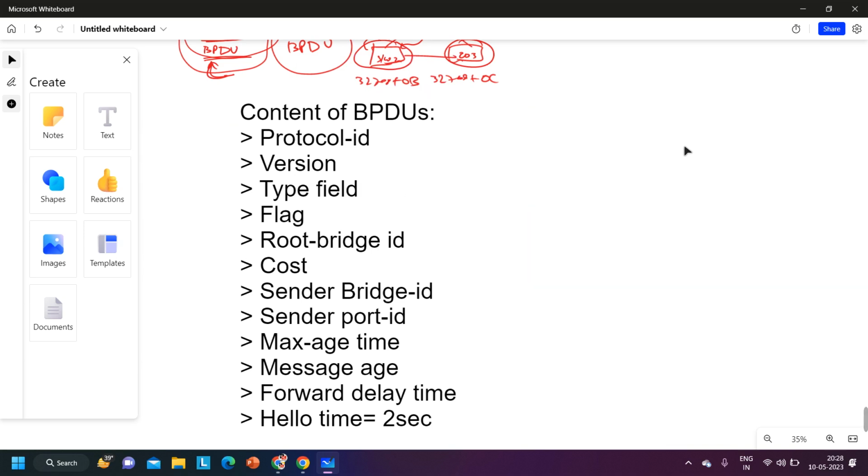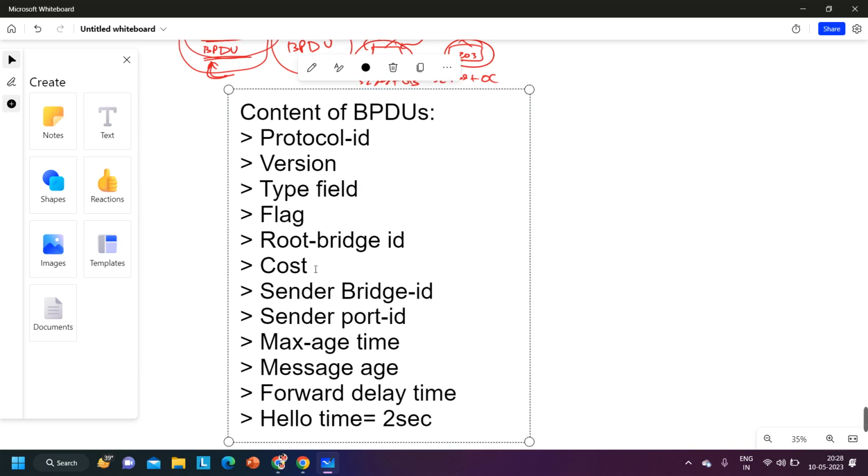Okay, guys. Whenever the root bridge generates a BPDU, always keep in mind the root bridge generates a cost 0 BPDU, because this is the path cost to reach the root bridge. This is not the cost of the port. So the distance to reach the root bridge from the root bridge will always be 0. This is also an important point: the root bridge always generates a cost 0 BPDU, and the cost of the receiving interface will be added.